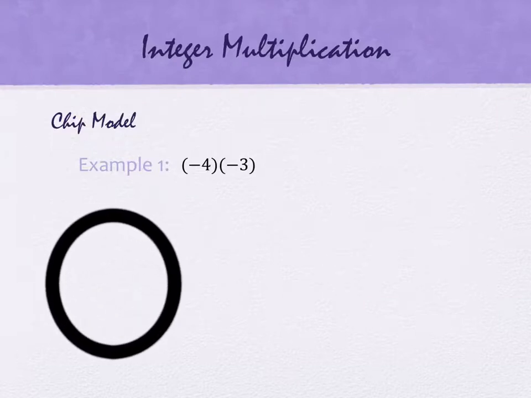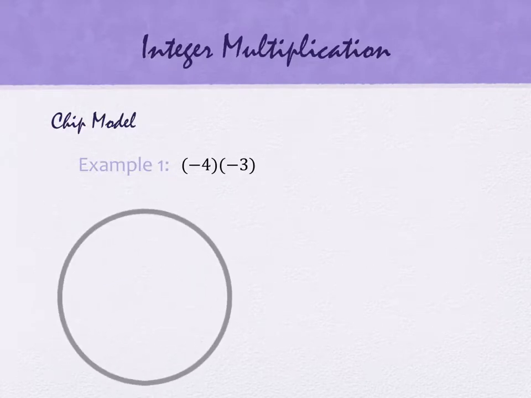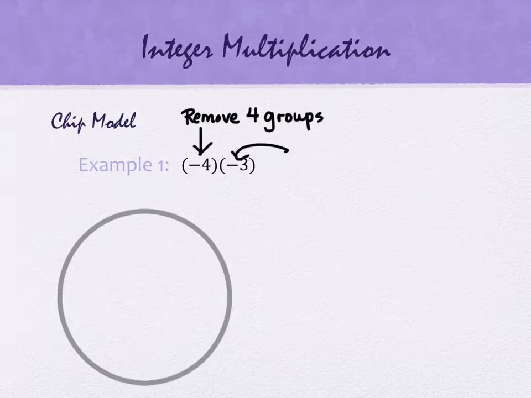All right, so draw yourself a circle. And we're going to write a little bit of language next to the -4 and the -3. So the language I'm going to put next to the first one is that the negative in front means to remove, and the 4 is going to say to remove 4 groups. And then my -3 is 3 negatives. We're going to remove 4 groups of 3 negatives.